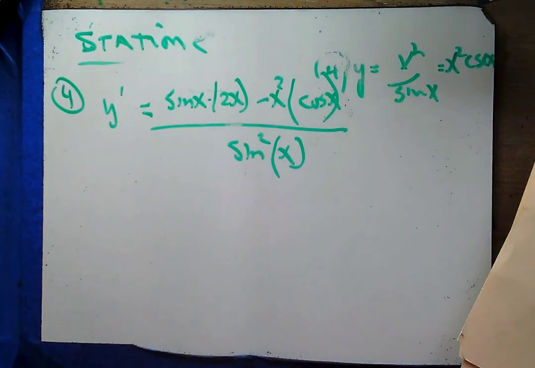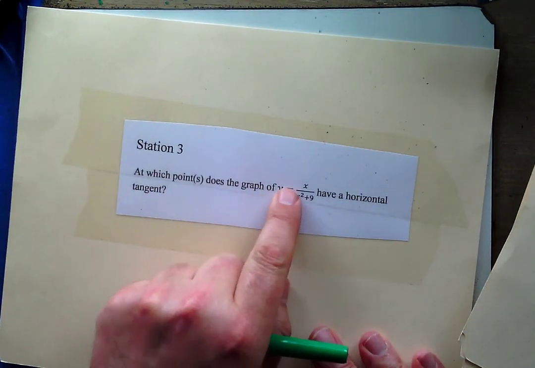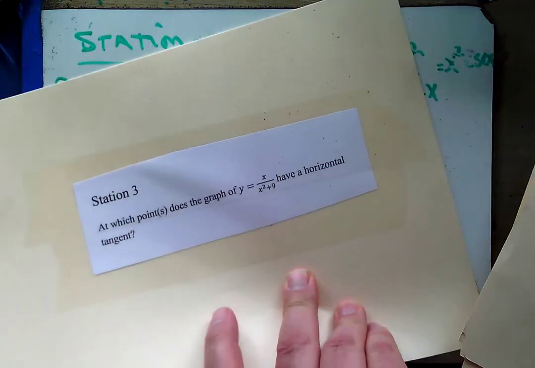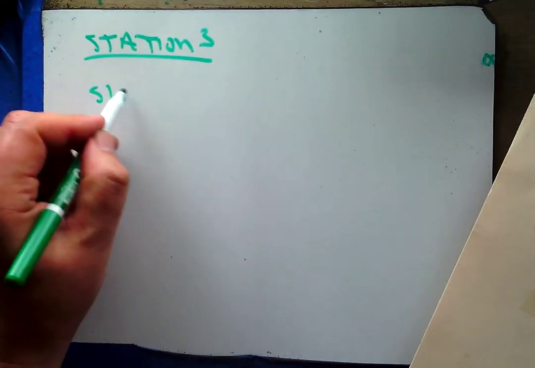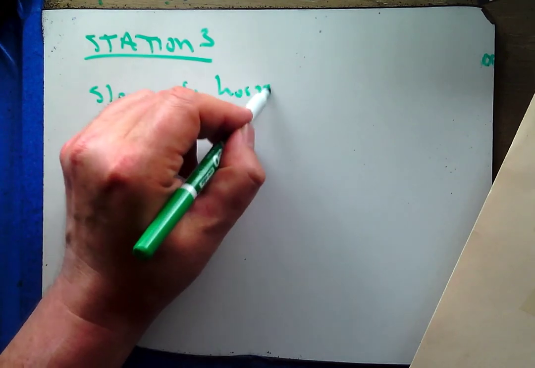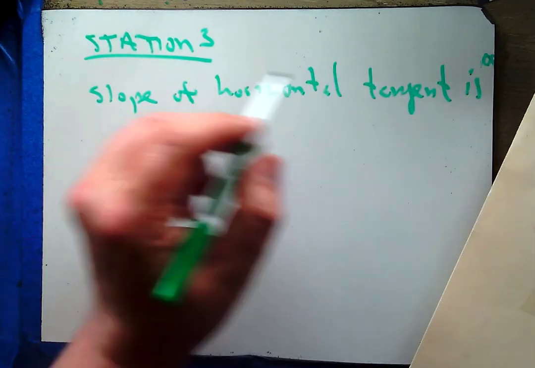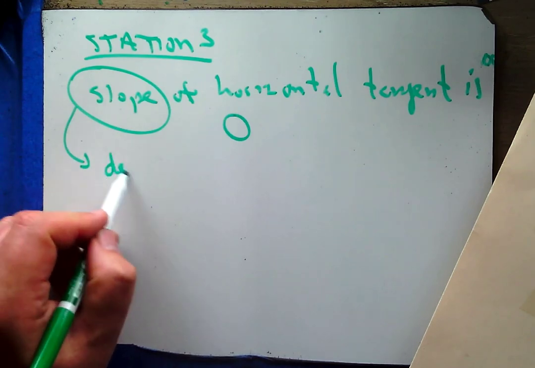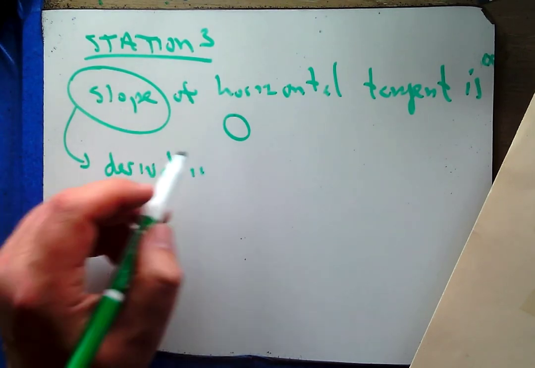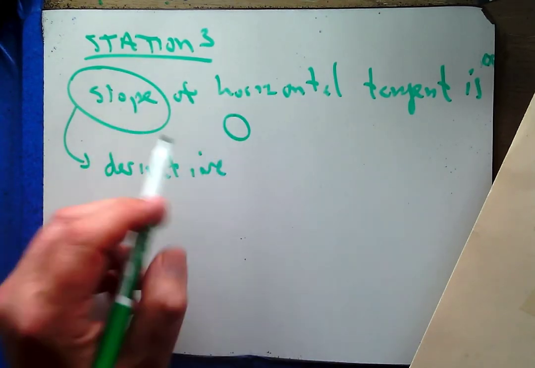So I'm moving on to station three. Station three says, at what point or points does the graph y equal this stuff have horizontal tangent? What's the slope of a horizontal tangent? The slope of a horizontal tangent is zero. And a synonym for slope in our class? Derivative. So I'm looking for when the derivative is zero.